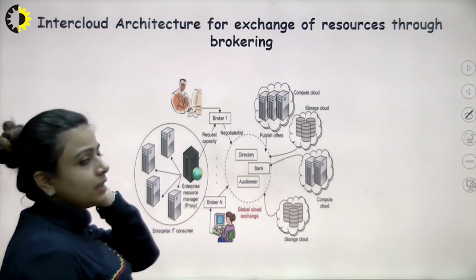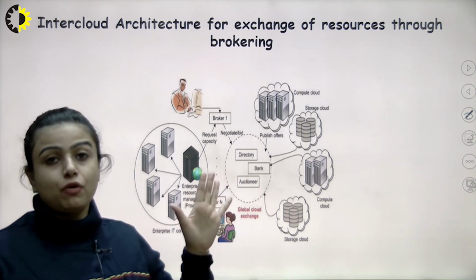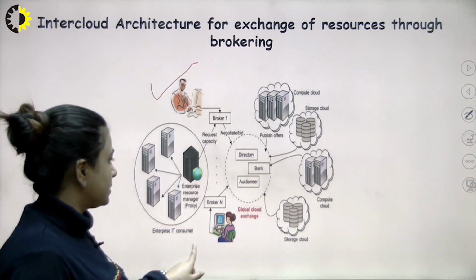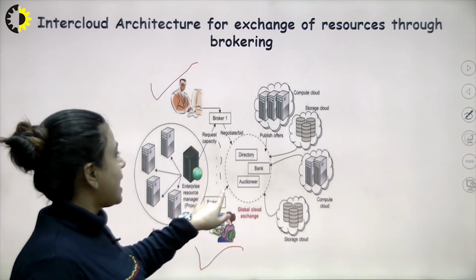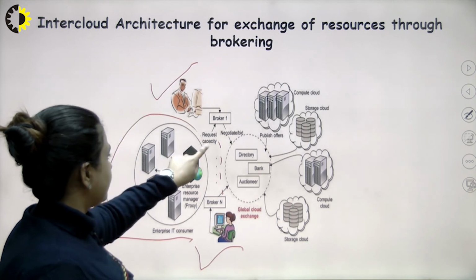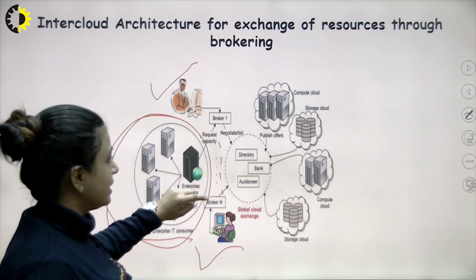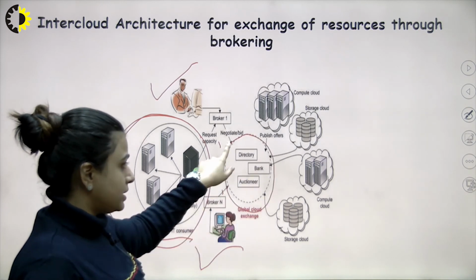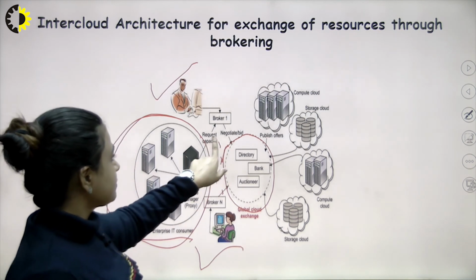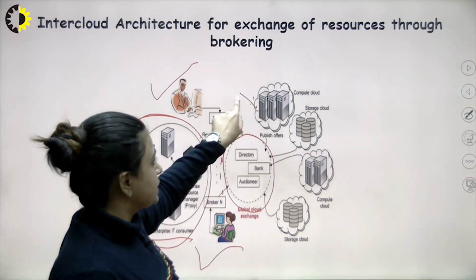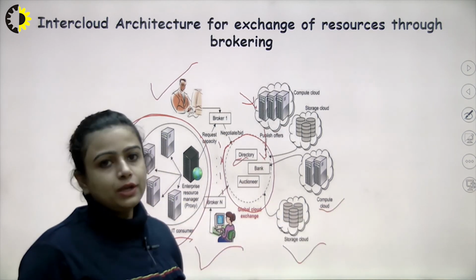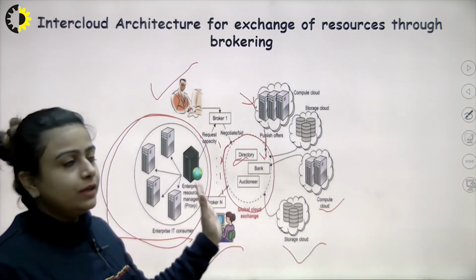Now this is basically the intercloud architecture for exchange of resources through brokering. Okay, now you can see here in the diagram, this is broker 1, this is broker n, meaning in between there are n number of brokers involved in provisioning the services from this particular enterprise, meaning these are the kinds of resources that we have. They have a directory, bank and an auctioneer where the customers can visit and find out which kind of service they are looking for. And there is also a computing cloud which is publishing offers over here and maintaining a directory. So computing cloud and storage cloud, everything is there.